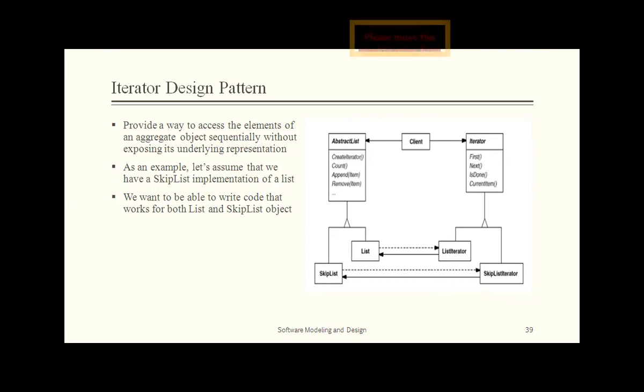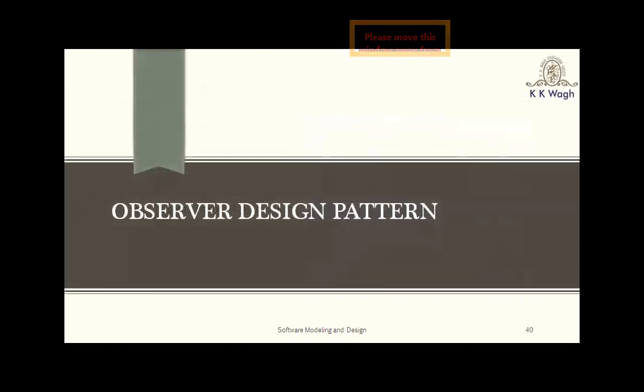Second, to support multiple traversals of aggregate objects. And the third one, to provide a uniform interface for traversing different aggregate structures. Okay, that is to support polymorphic iteration. So this is the essence of using the iterator design pattern. Let us move towards the next slide.